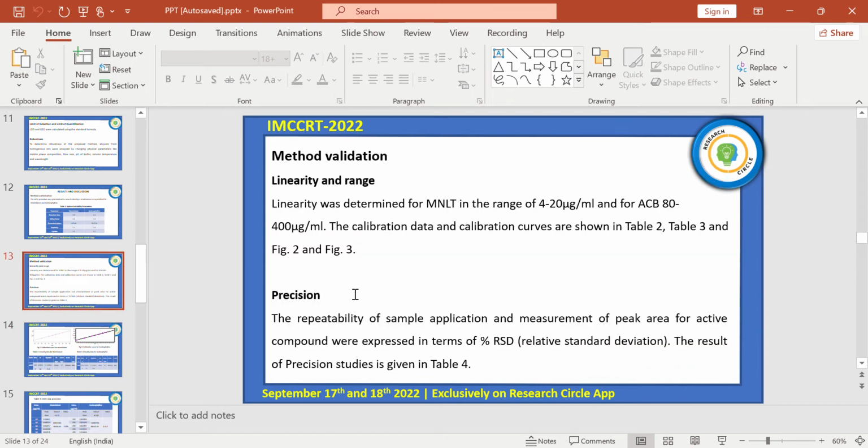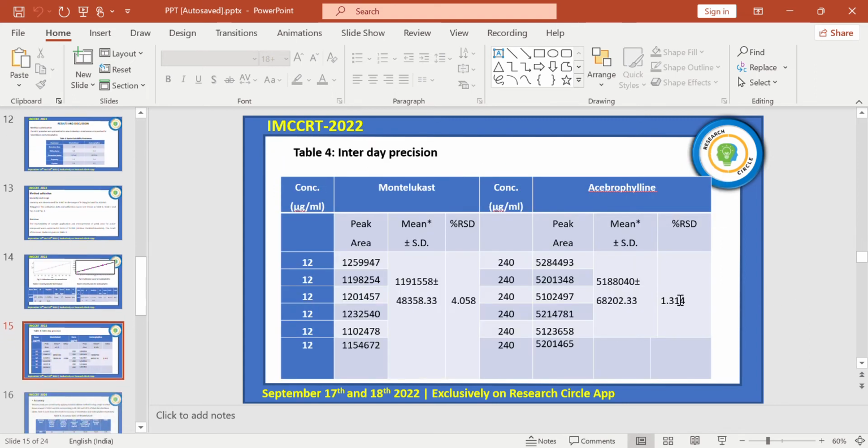Next is precision. So the repeatability of the sample application and measurement of peak area for active compound were expressed in terms of percent relative standard deviation. These are the results of inter-day precision.